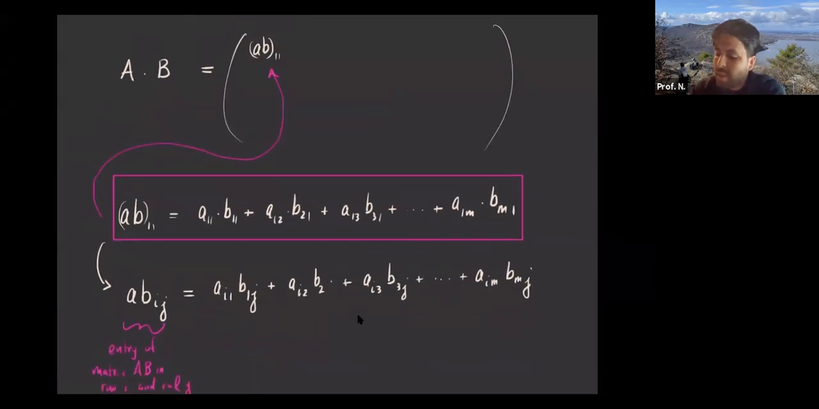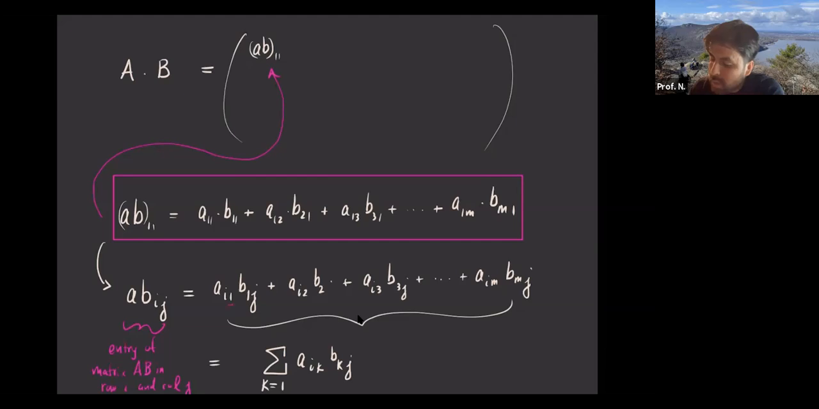So instead of writing this all out this way, I'm going to use shorthand notation. I'm going to write this as the summation of A i k, where I have a new index called k. K is what's changing. And B k j. And k runs from 1. You see this? The k goes from 1 all the way to m.